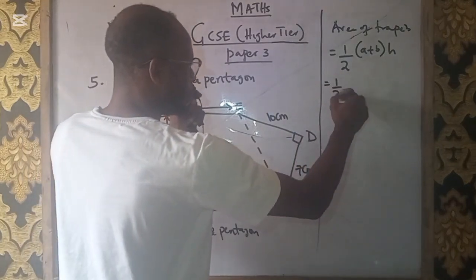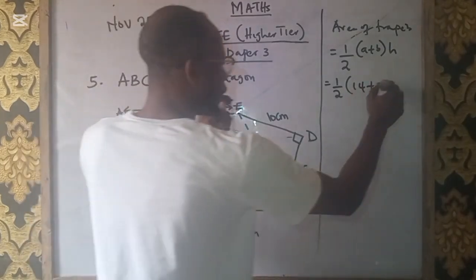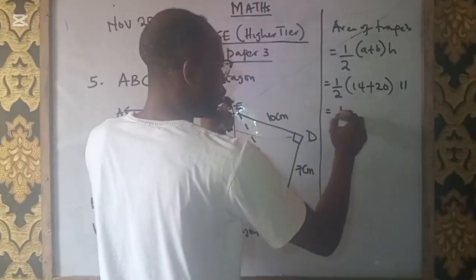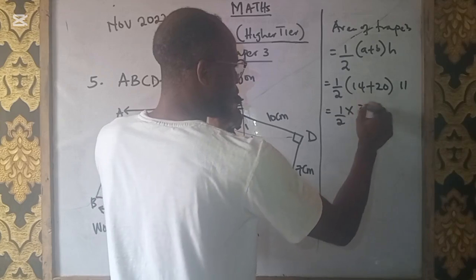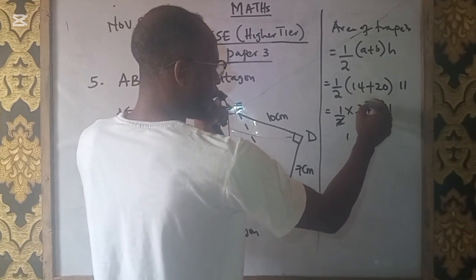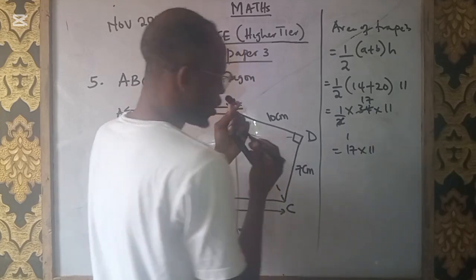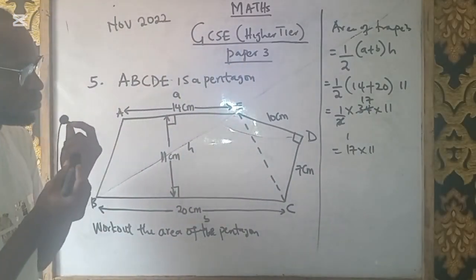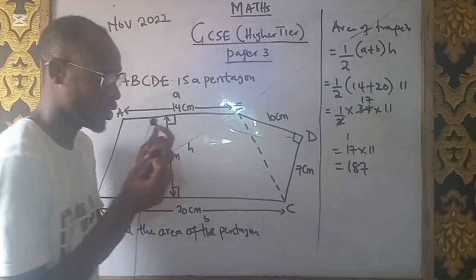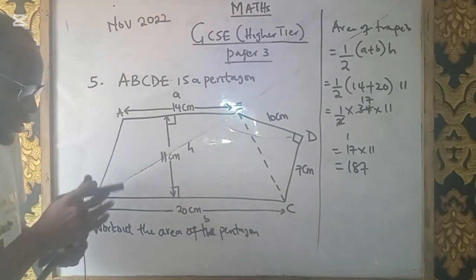Let's replace the values there. We have 1 over 2 bracket. What is A? 14. Plus what is B? 20. And what is the height? 11. So we have 1 over 2 multiplied by 34 times 11. So 2 here, 1, 2 here, that should be 17. So we have 17 multiplied by 11. That should give us 187. But let me confirm that from my calculator, to be on the safer side.